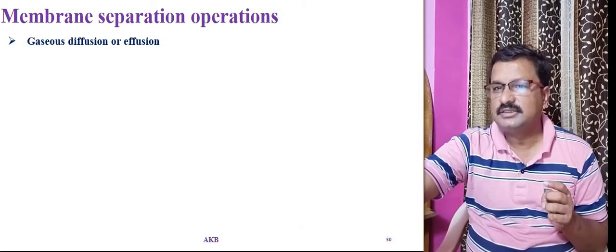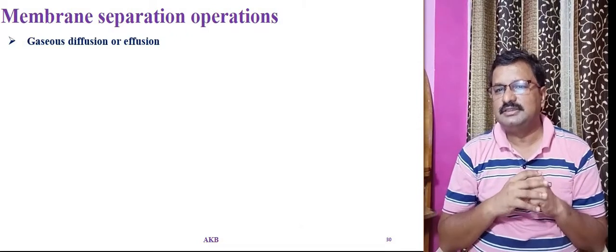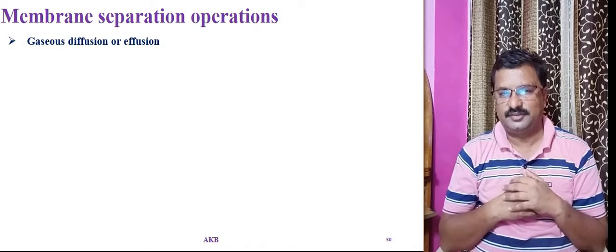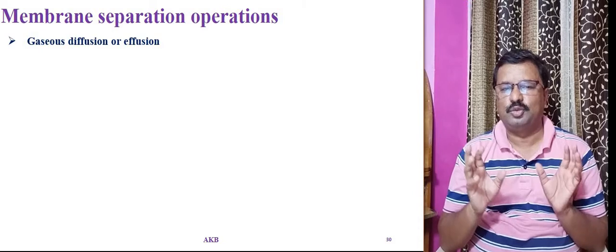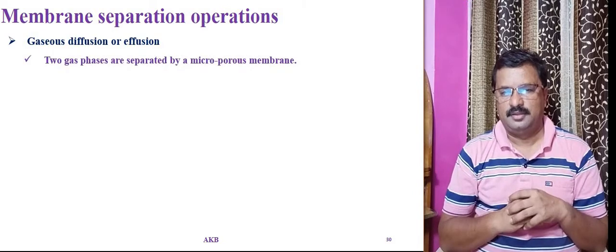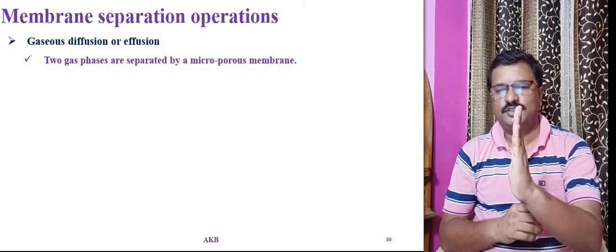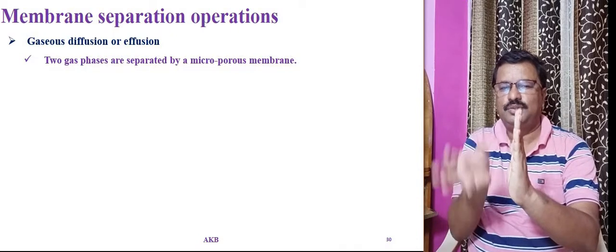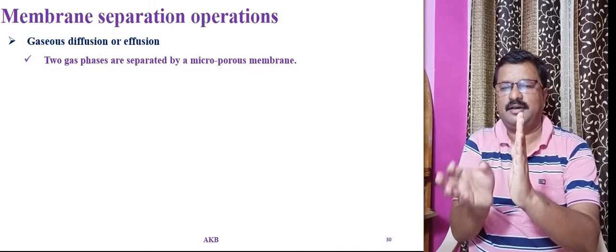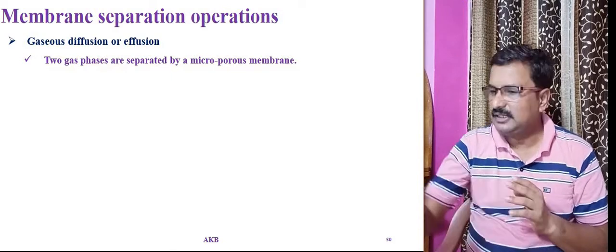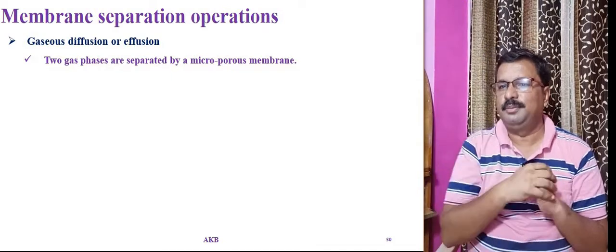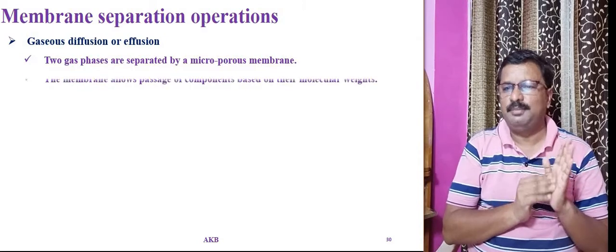Now what is done in this case? There are two gas phases, and these two gas phases are separated by a microporous membrane. So you have a microporous membrane, and on both sides of the membrane there are gas phases. Okay? So two gas phases are separated by a microporous membrane. Now what will this membrane do?